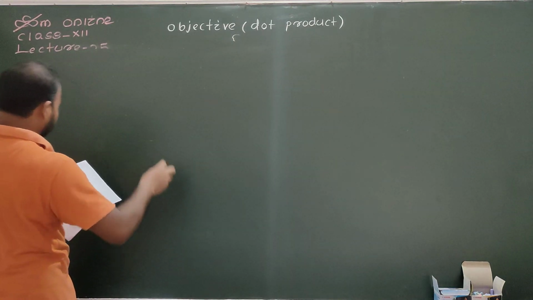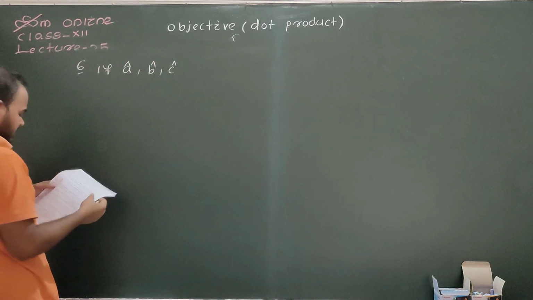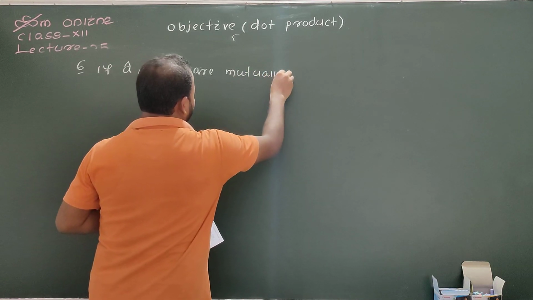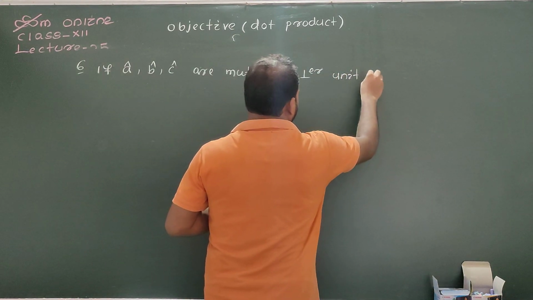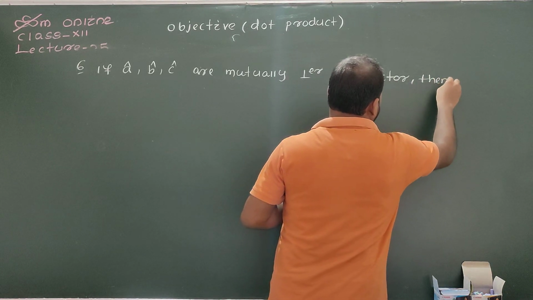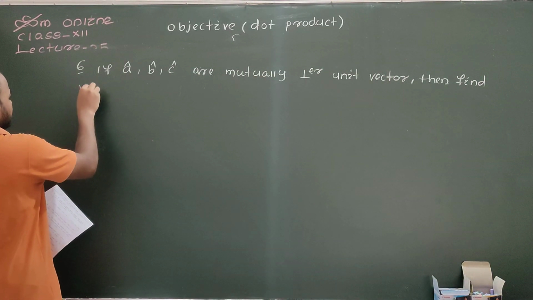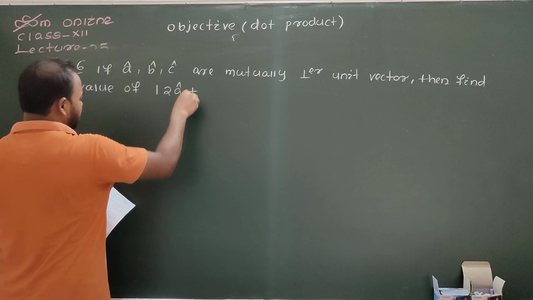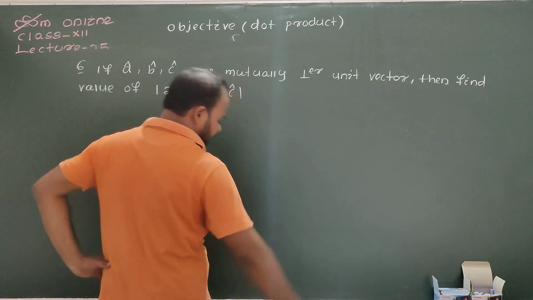Question number 6. If a cap, b cap, c cap are mutually perpendicular unit vectors, then find the value of the magnitude of 2a cap plus b cap plus c cap. This is AI 2015.